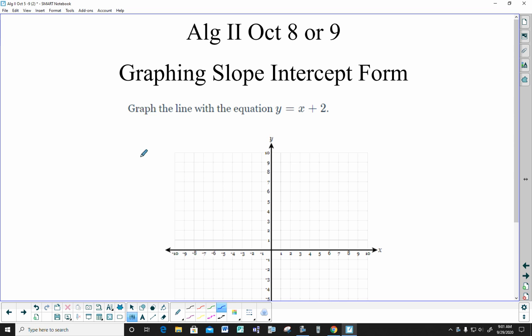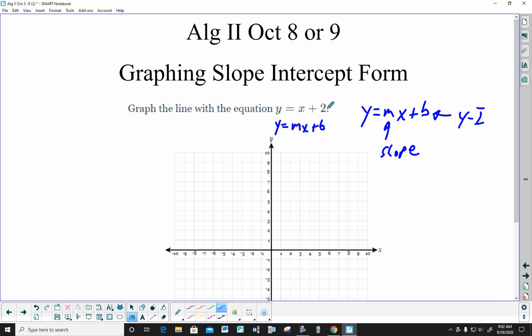Hello, everyone. So this is the podcast for Algebra 2, graphing when it's in slope-intercept form. And reminding you, slope-intercept form is y equals mx plus b, where m is the slope and b is the y-intercept. And to remind you, that's the y-axis. So the y-intercept is where you cross the y-axis. So looking at this format, y equals mx plus b.